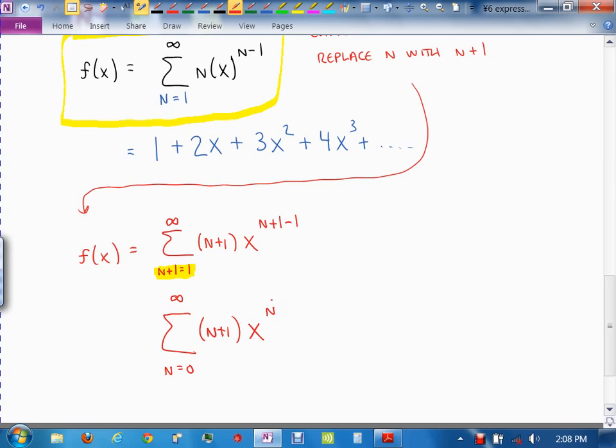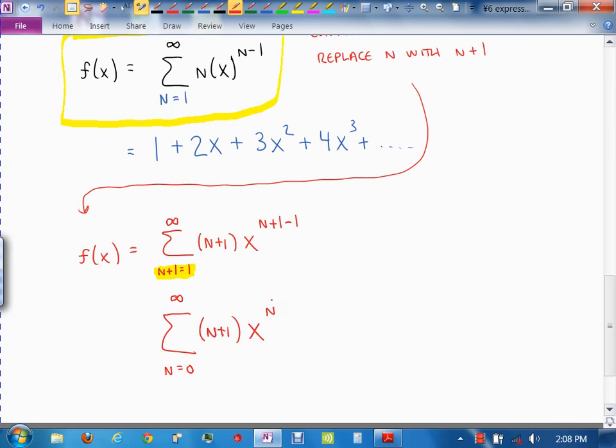Now my question is, how much have I changed here? I mean, I've changed it. Instead of going from 1 to infinity, I now go from 0 to infinity, right? I've changed the power from x to the n minus 1 to x to the n. But I've also changed the number out front to an n plus 1. Does that give you the same series?